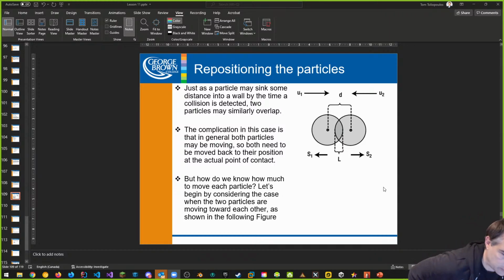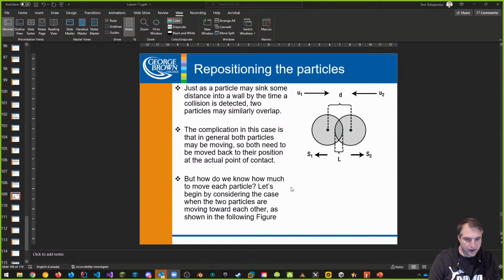And then what we want to do, if we have two particles, is reposition the particles based on information about their velocities and masses. Let's assume that both particles are of equal mass. Remember that idea? Then they both swap velocities. This swapping of velocities happens. But we need to reposition them first, in the place where they would have collided, based on where they were before. So again, the complication is that in general both particles may be moving, so both need to be moved back to their position at the actual point of contact.